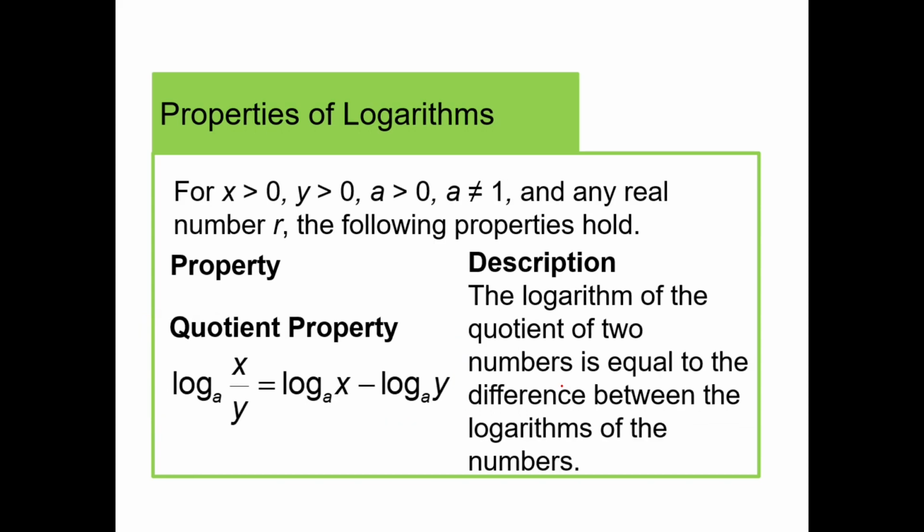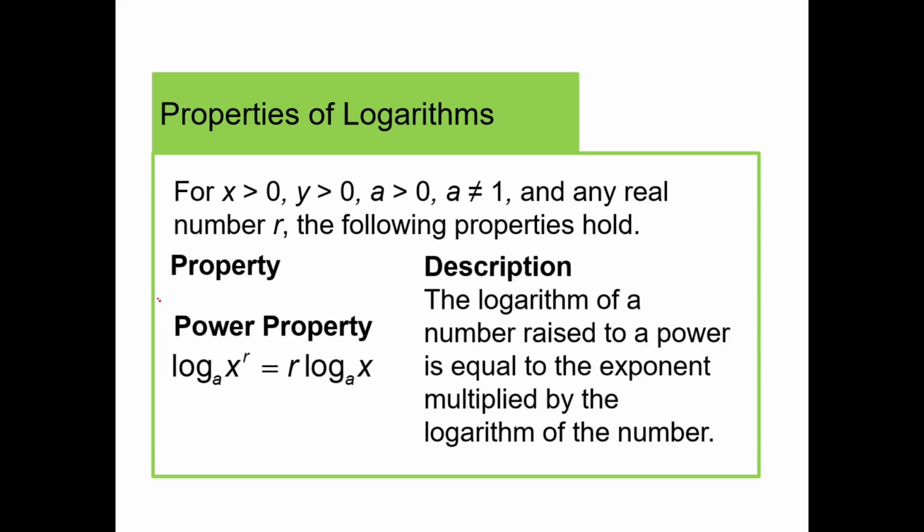The quotient rule states log base a of x divided by y equals log base a of x minus log base a of y. This is saying the logarithm of the quotient of two numbers is equal to the difference between the logarithms of the numbers. So if I have a division inside a log, I can just separate it into a subtraction.